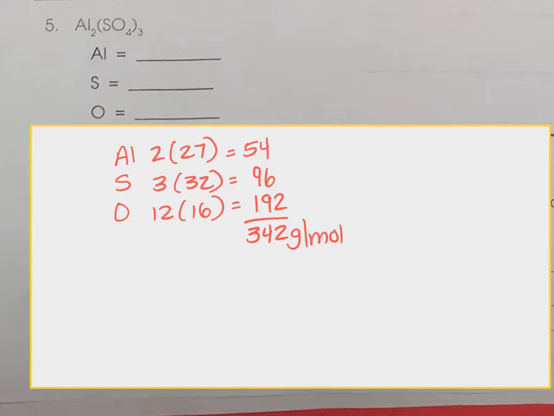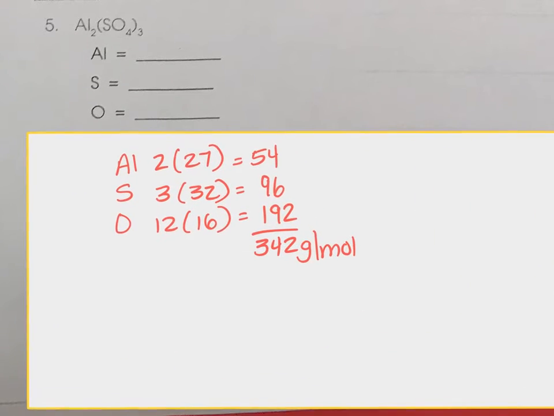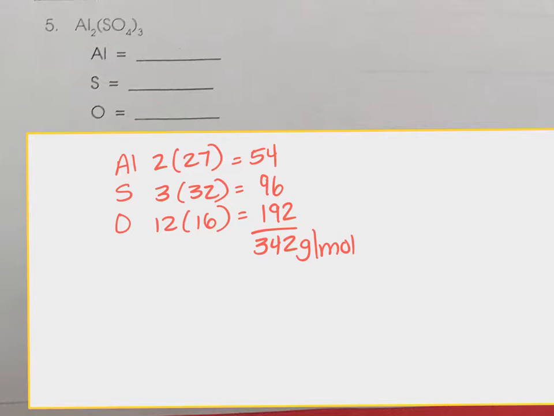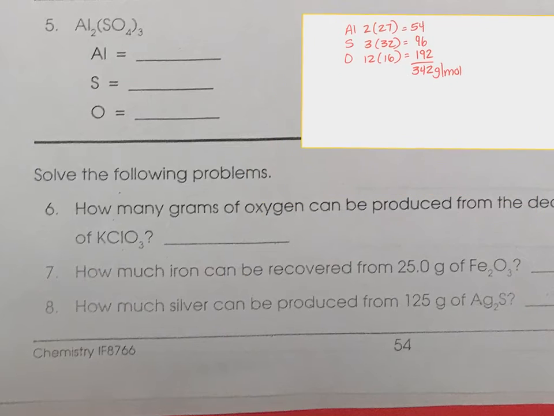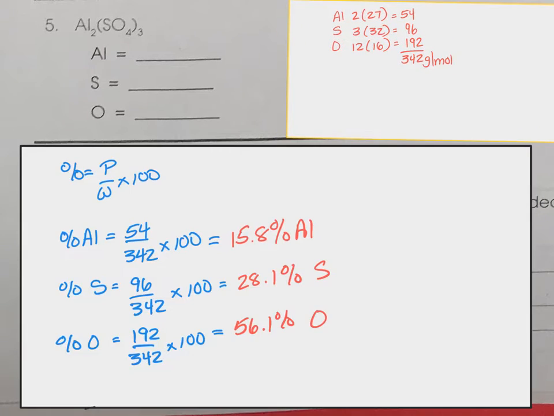Okay, for this one, once again, I did the gram formula mass, and I'm just going to move that to the side. Unfortunately, it's attached to the other thing, so I'll have to make another box, but we'll put that over here. Alright, so then I went ahead, I wrote my formula down, and then I got my percentages of 15.8 for aluminum, 28.1 for sulfur, and 56.1 for oxygen. And go us, it adds to exactly 100%.